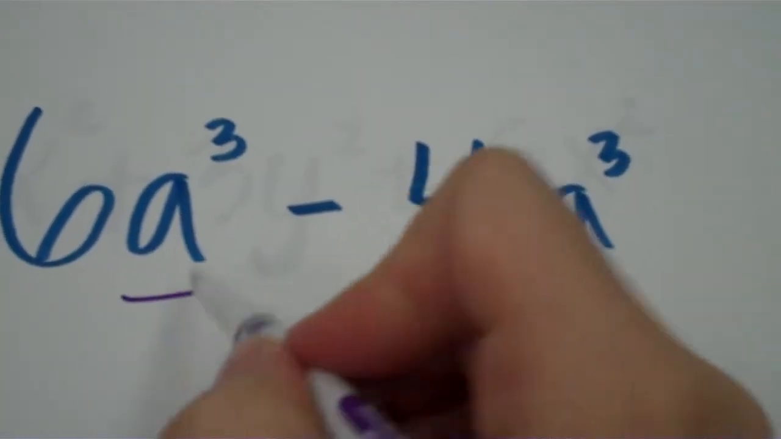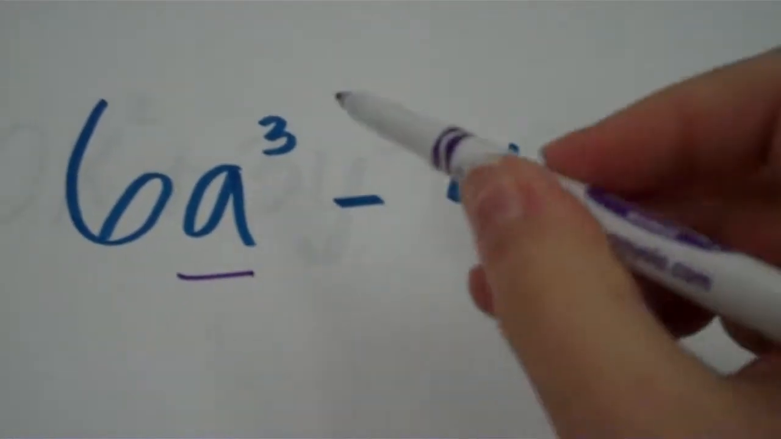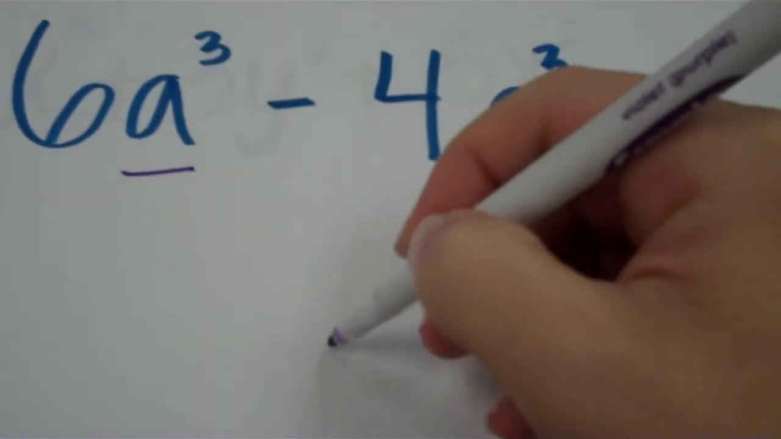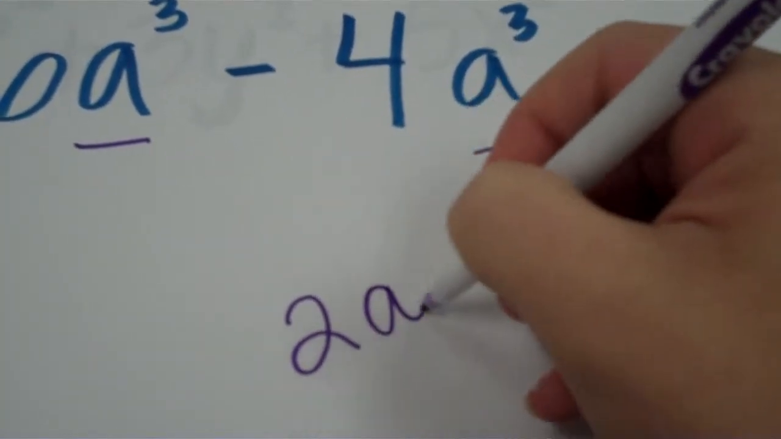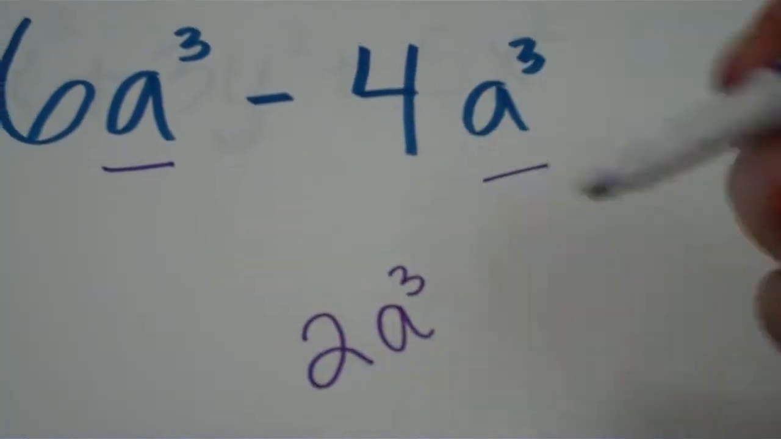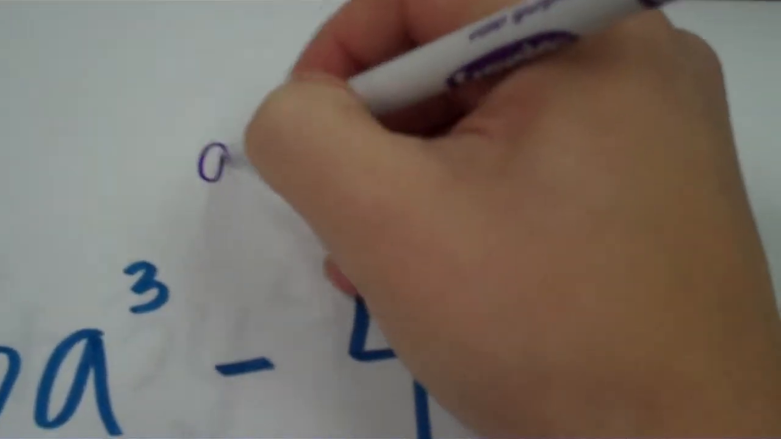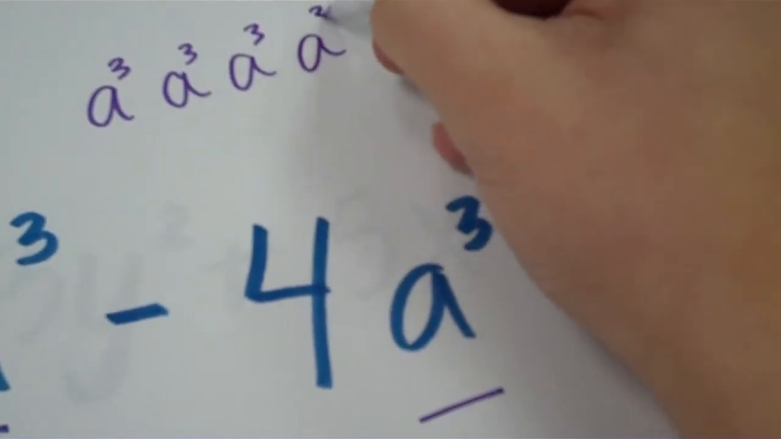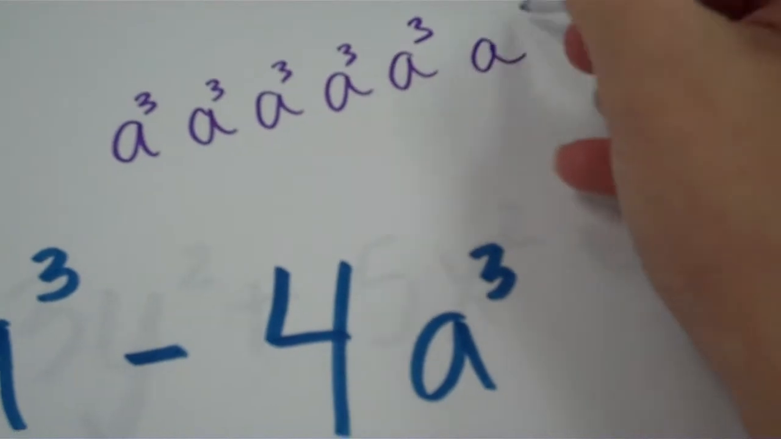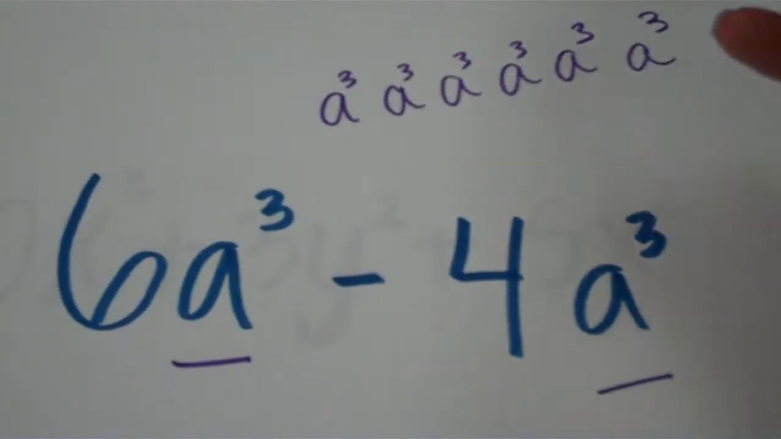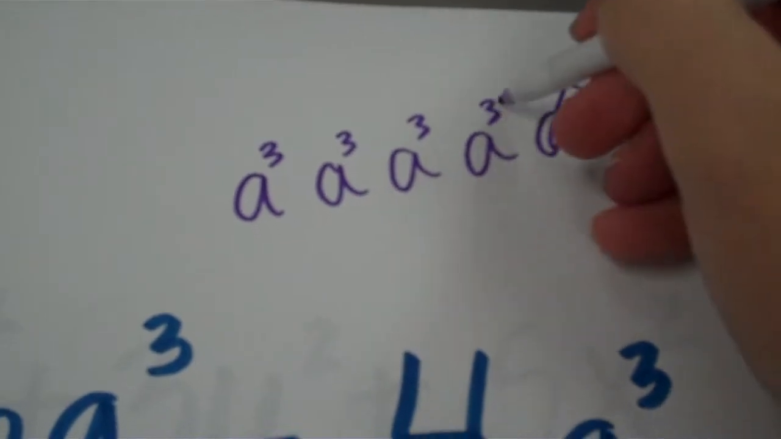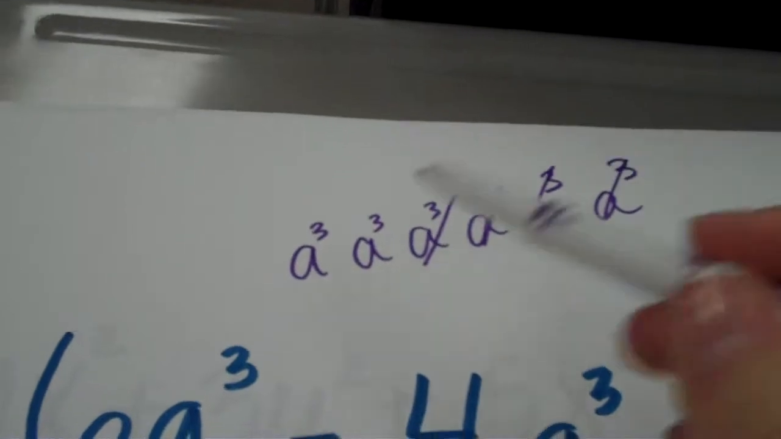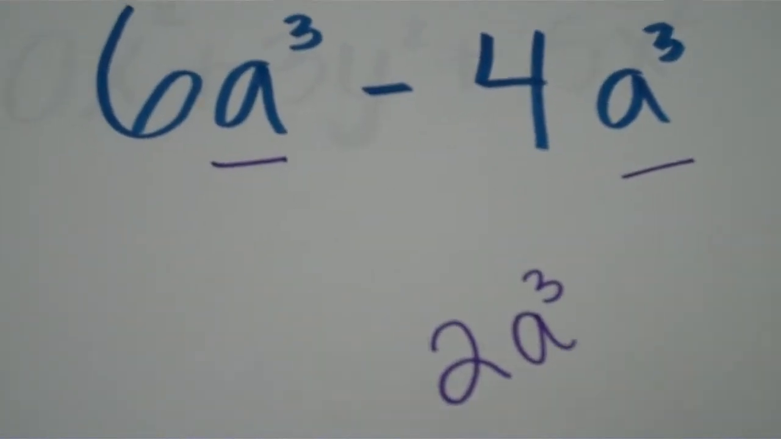I have 6 a to the third minus 4 a to the third. They're the same letter, same exponent, so we can combine them. 6 minus 4 is 2. So I have 2 a to the third. You don't have to write this out, but let me just show you. If I have 6 of them, 1, 2, 3, 4, 5, 6 a to the thirds, and I take away 4 of them, 1, 2, 3, 4, I have 2 a to the thirds. Bam. Okay, that's the long way. This is just you knowing the rules of how to do it.